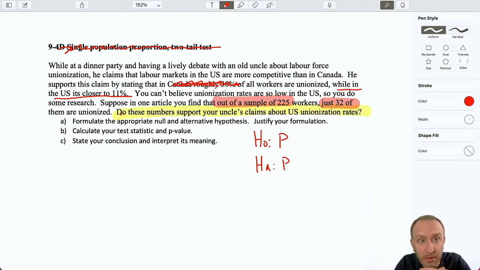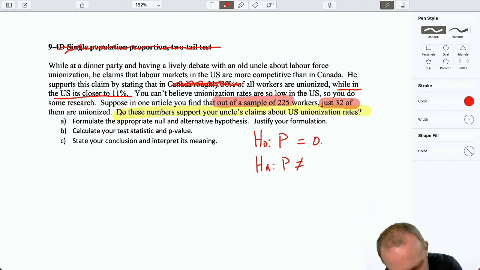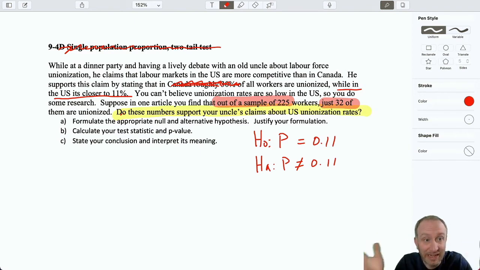What kind of test are we doing? Well, our uncle has said that in Canada it's 30%, while in the US it's closer to 11%. Closer to 11. He's not saying it's greater than 11, less than 11, or at least 11. We're just saying 11%. So this is telling me that I must be doing a two-tailed test to see whether or not that claim that it's 11% is true. If the evidence supports the null hypothesis, our evidence supports his claim. If our evidence supports the alternative hypothesis, well, now we can refute his claim and say, no, uncle, you're talking nonsense. So we've got our test.